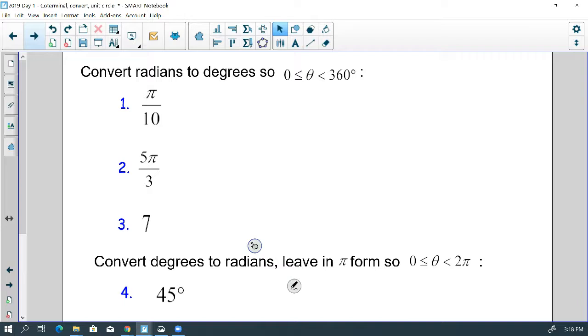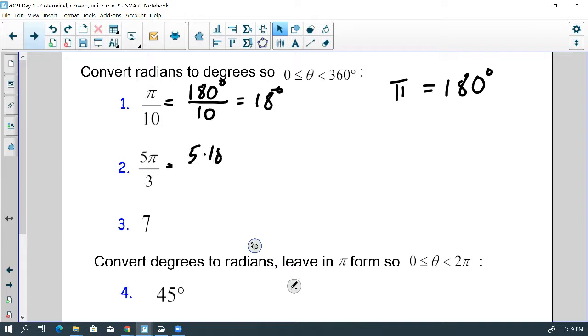Okay, so this is in radians. How many degrees is this? Well, we have to remember that pi radians is 180 degrees. So I can just convert this right away and replace pi with 180 degrees, and I discover that that's 18 degrees. So pi over 10 is 18 degrees. Same thing here. I can take 5 times 180 degrees over 3, and this is 300 degrees.